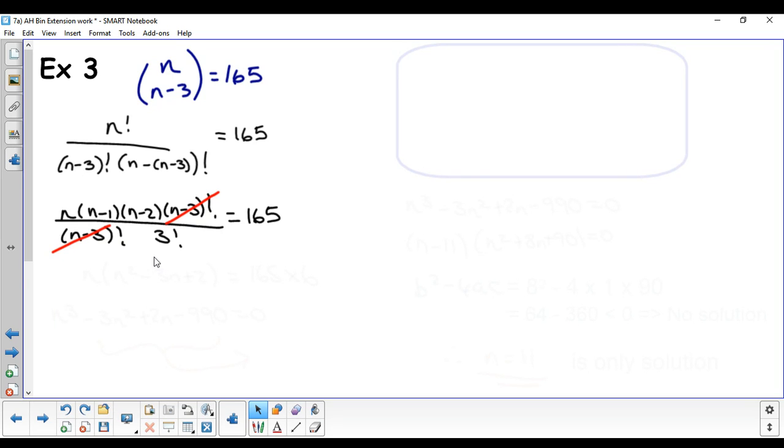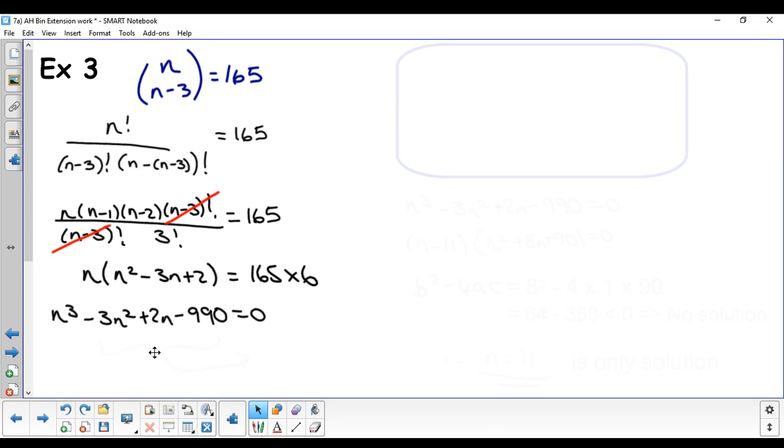3 factorial is not 3, remember it's 6. So if you cross multiply, multiply by 6. And then I've already opened that up before, so I know that part pretty much off by heart now. Open it up, multiply by n, and move over.